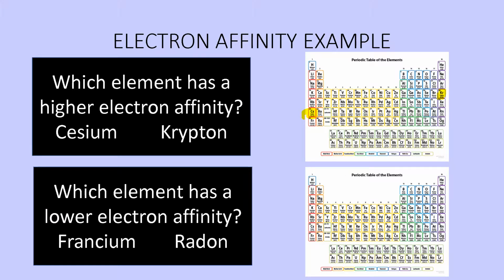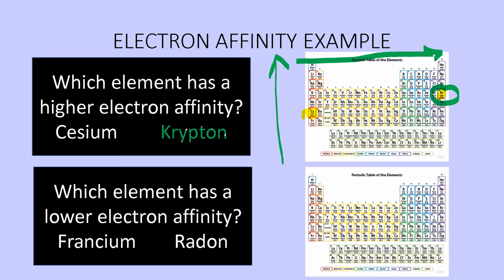Since electron affinity is going to increase from bottom to top and from left to right, we know that krypton has a higher electron affinity. And which element has a lower electron affinity? Is it francium, located down here, number 87, or is it radon, located over here, number 86?